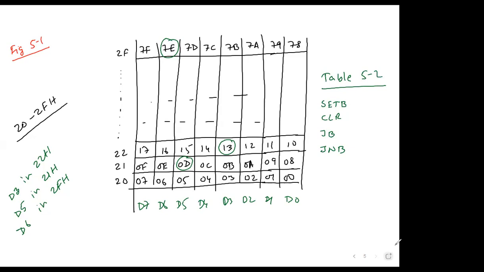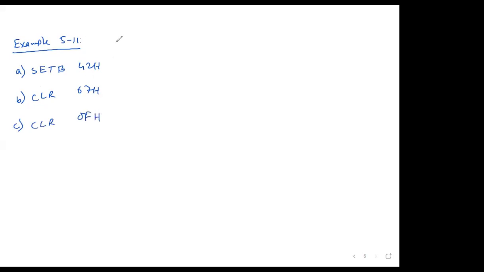Let us now take an example. Try to open figure 5.1 of your book. Then it will be easier for you to solve the following example. This is example 5.11 of your book. Let us solve a few. The first instruction is set bit 42H. The second is clear 67H. Try to answer this using the figure. Don't just say the answer which is directly there in your book.